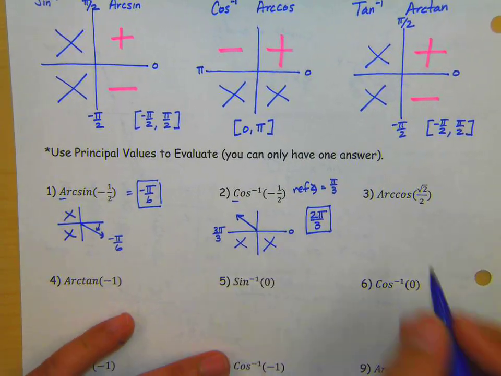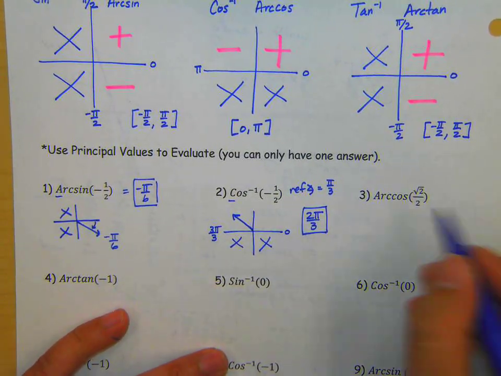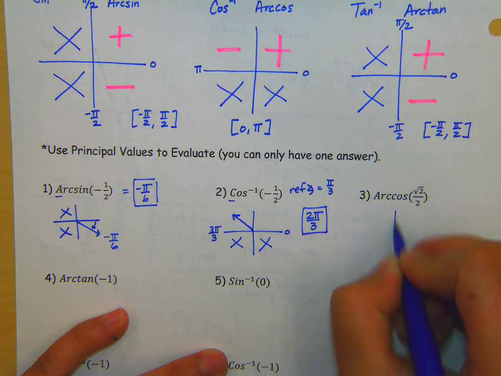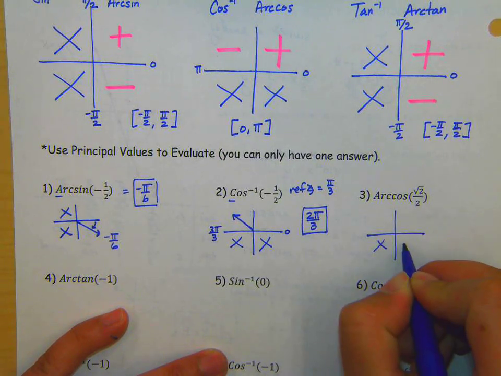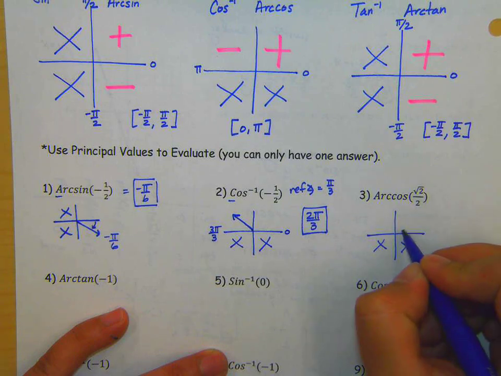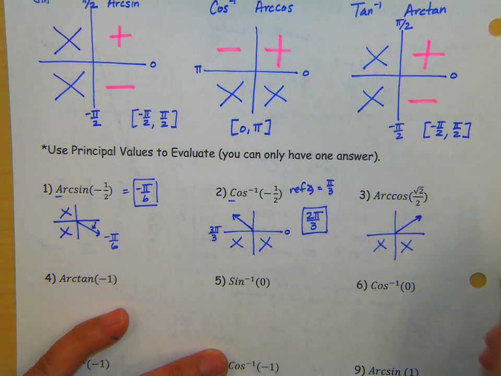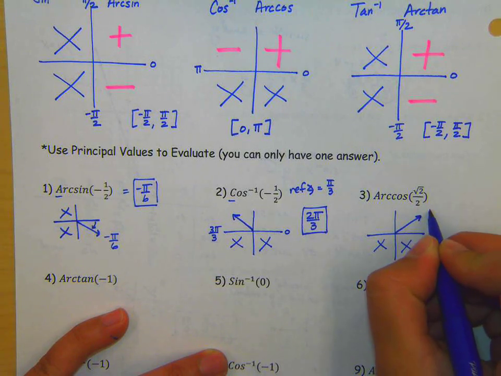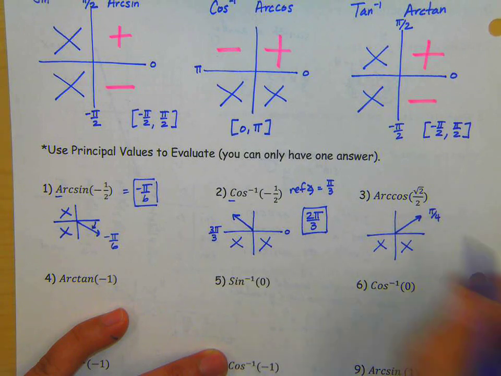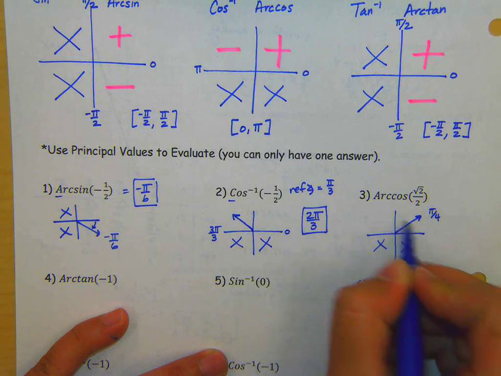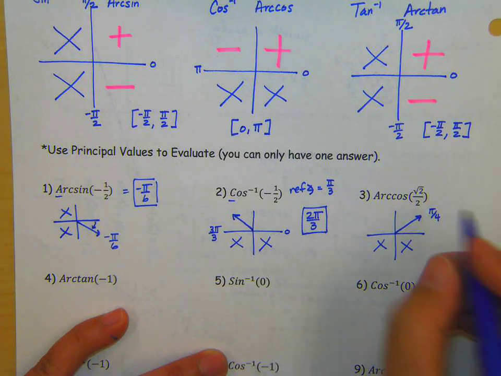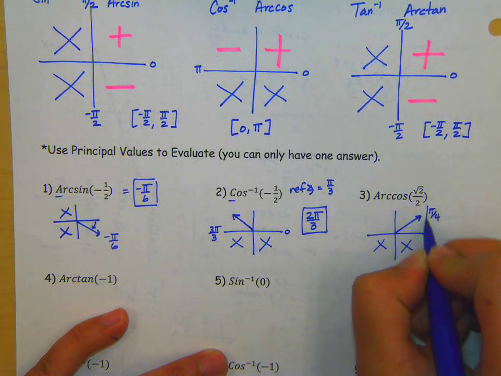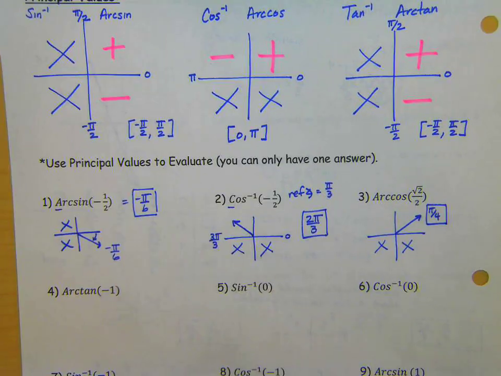All right, let's look at number 3. Arc cosine of root 2 over 2. So again, take out quadrant 3 and 4. It's a positive, so that's going to be quadrant 1. All I'm going to do is take a look at my reference angle chart. Cosine of what angle would give me root 2 over 2? Pi over 4. Anytime you have an angle in your first quadrant, it's always going to be your reference angle. So, am I done? I am. Pi over 4 is my answer.